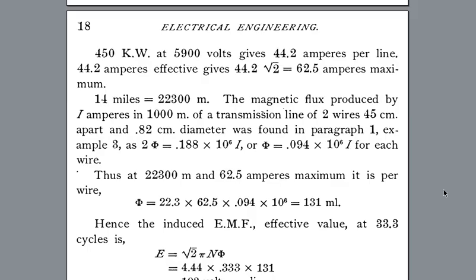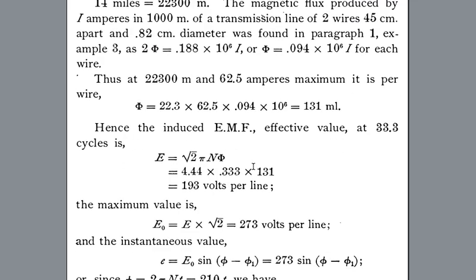The magnetic flux produced by 1 ampere in 1,000 meters of a transmission line of 2 wires 45 centimeters apart and 0.82 centimeter diameter was found in paragraph 1, example 3, as 2 phi equals 0.188 times 10 to the 6th I, or phi equals 0.094 times 10 to the 6th I for each wire. Thus, at 22,300 meters and 62.5 amperes maximum, it is per wire phi equals 22.3 times 62.5 times 0.094 times 10 to the 6th equals 131 millilines.